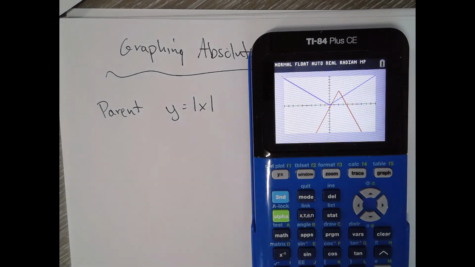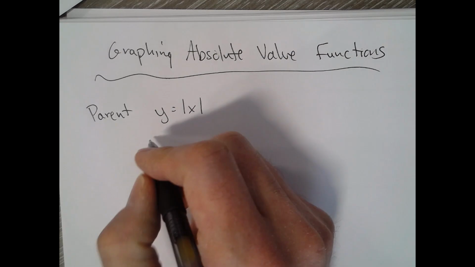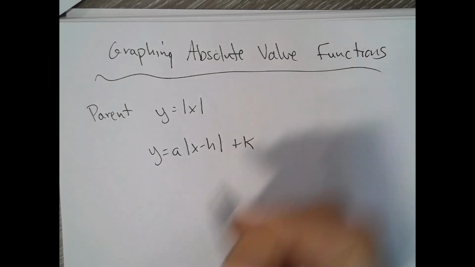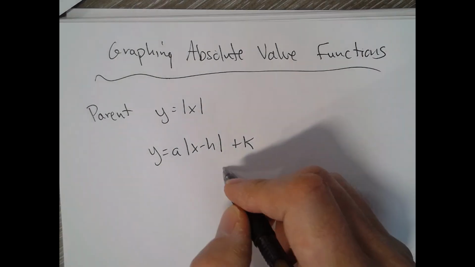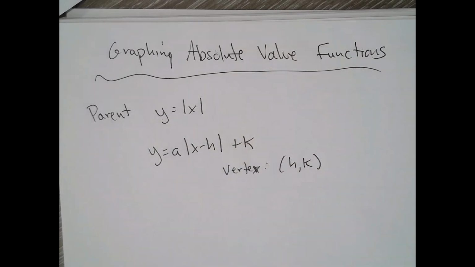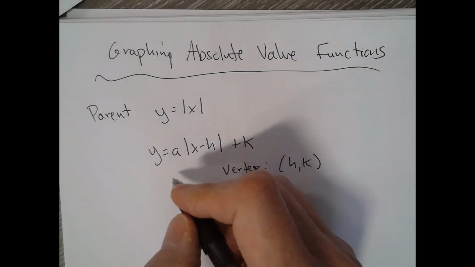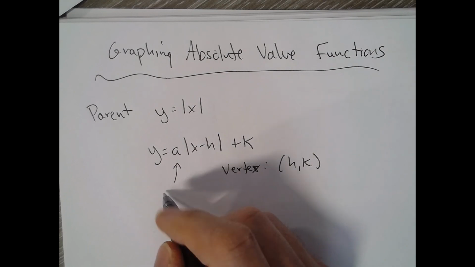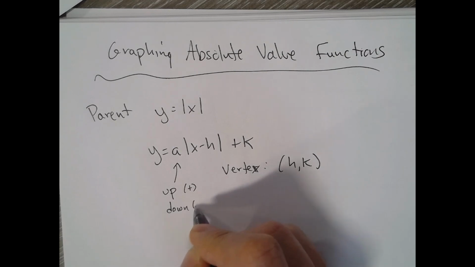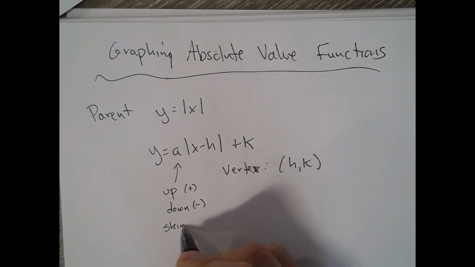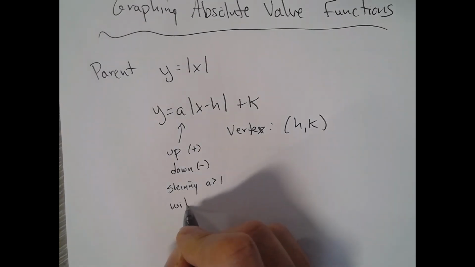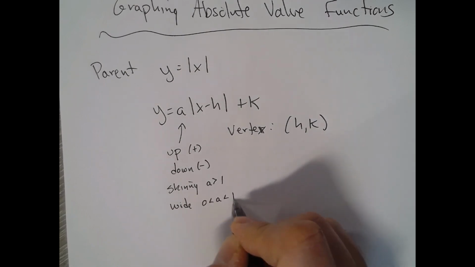Okay, so all the same rules apply. So the general equation is y equals a times absolute value of x minus h, plus k, where the vertex again is h comma k, and the a determines up for positive, down for negative, skinny if a is greater than 1, wide if it's between 0 and 1.